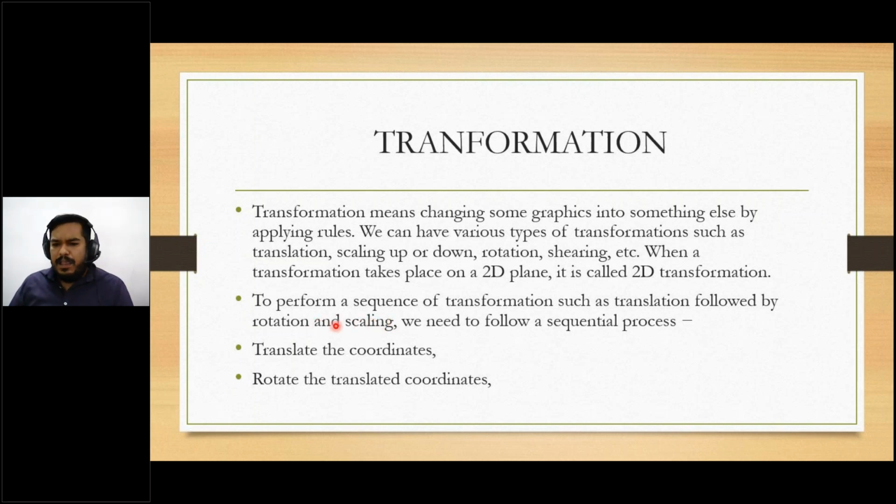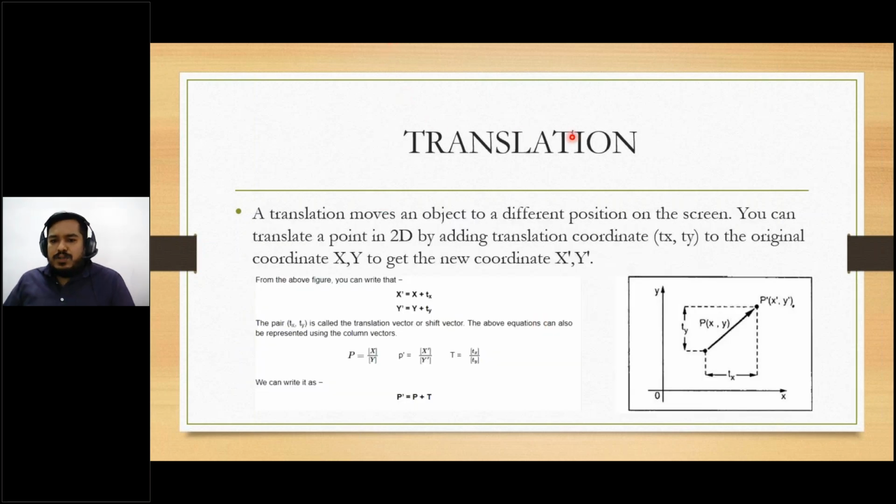So the sequential process starts with the translation of the coordinate, right? That means the sequence of process starts with a translation of the coordinate. So let's see how the coordinates are being translated. Before I explain in detail what translation is, I would like to tell what translation is.